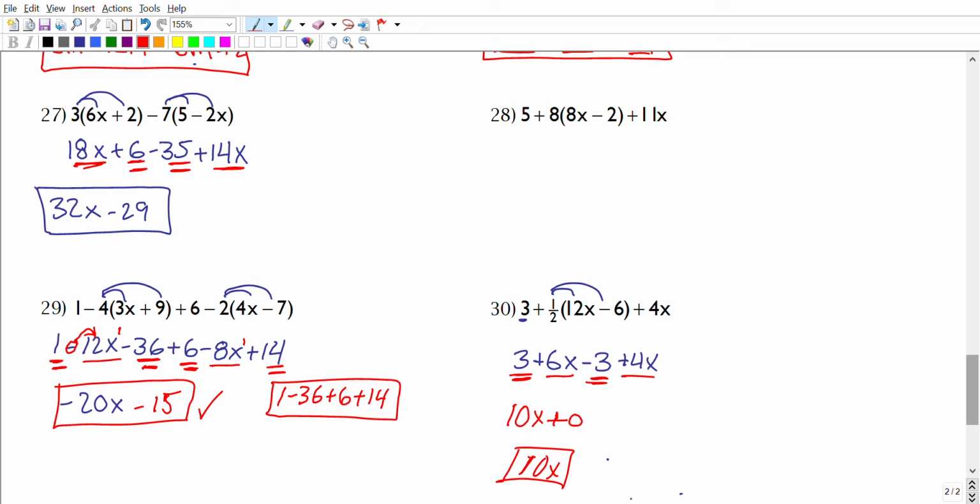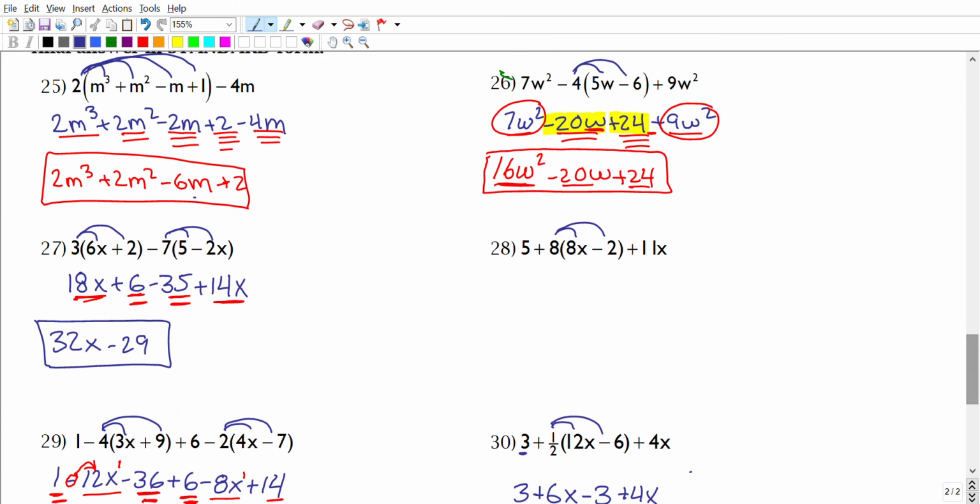All right, guys, let's go ahead and distribute this problem out. So right away I see my parentheses, so that's the first thing I'm going to do. I'm going to go ahead and distribute my 8. All right. So 8 times 8x is 64x. 8 times negative 2 is negative 16.